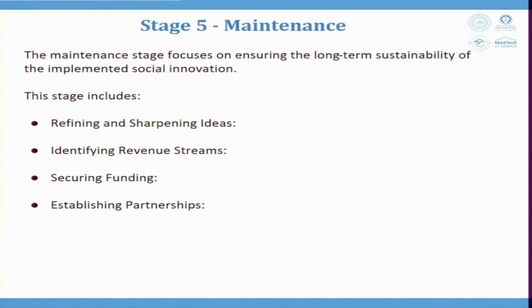Stage 5 is maintenance. So, the maintenance stage focuses on ensuring the long term sustainability of implemented social innovation. So, here this stage includes refining the sharpened ideas, identifying revenue stream, securing fund and establishing partnership. So, these things are all part of maintenance. So, refining and sharpening idea depending upon the customers, depending upon mass customization concept, you are trying to improvise the idea and sharpen your idea such that your delivery is very good.